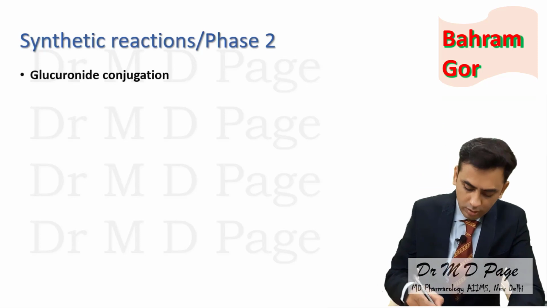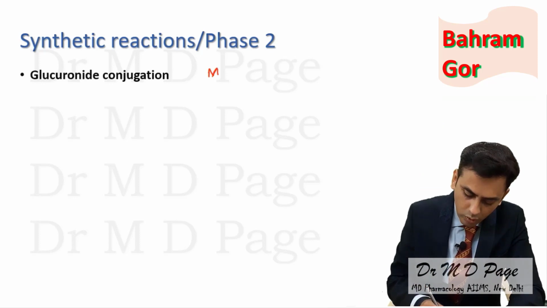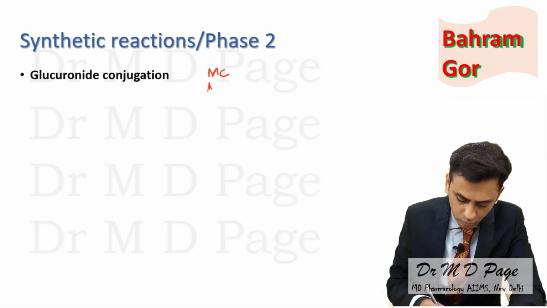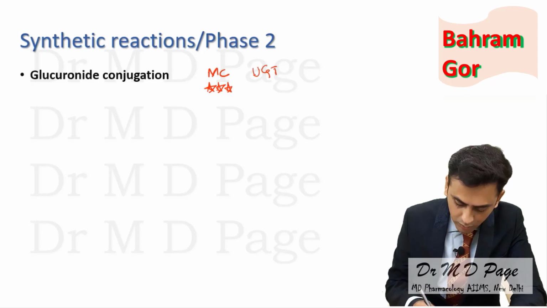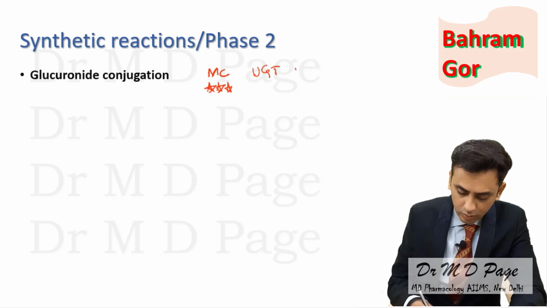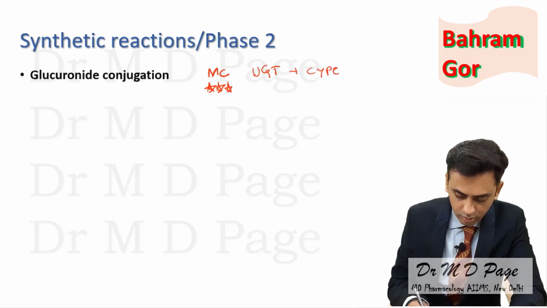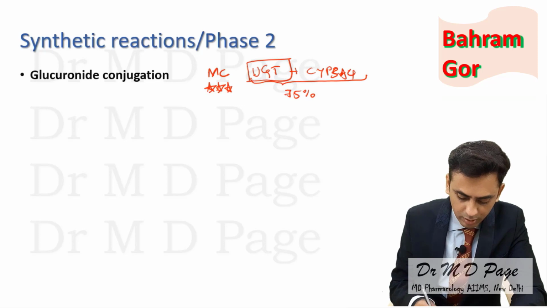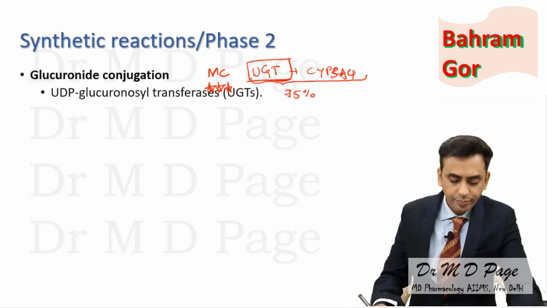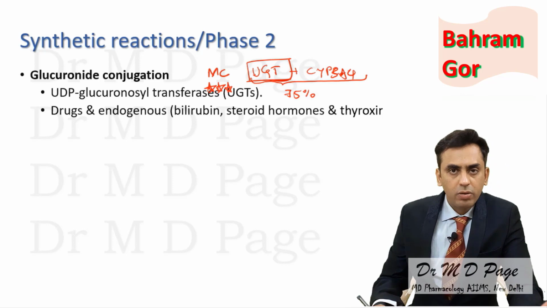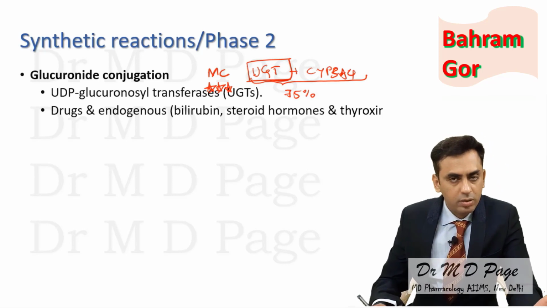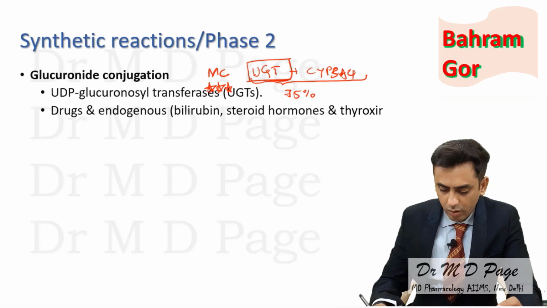This glucuronide conjugation is the most common phase 2 reaction. It is also the most important phase 2 reaction. Glucuronide conjugation is carried out by which enzyme? UDP glucuronosyl transferase. This glucuronide conjugation and CYP3A4, which we discussed earlier, together metabolize 75% of drugs. Apart from drugs, it also metabolizes endogenous substances like bilirubin, steroid, thyroxine, which we have already seen.